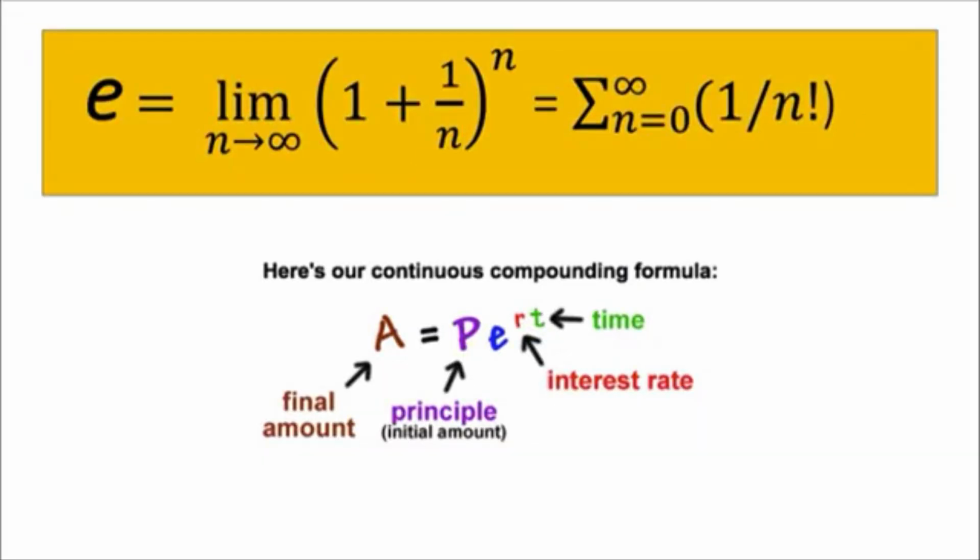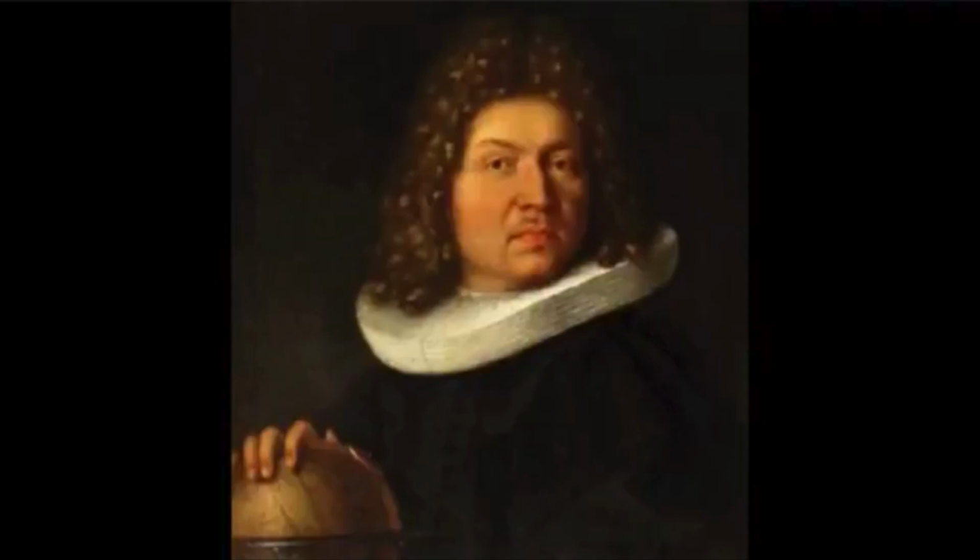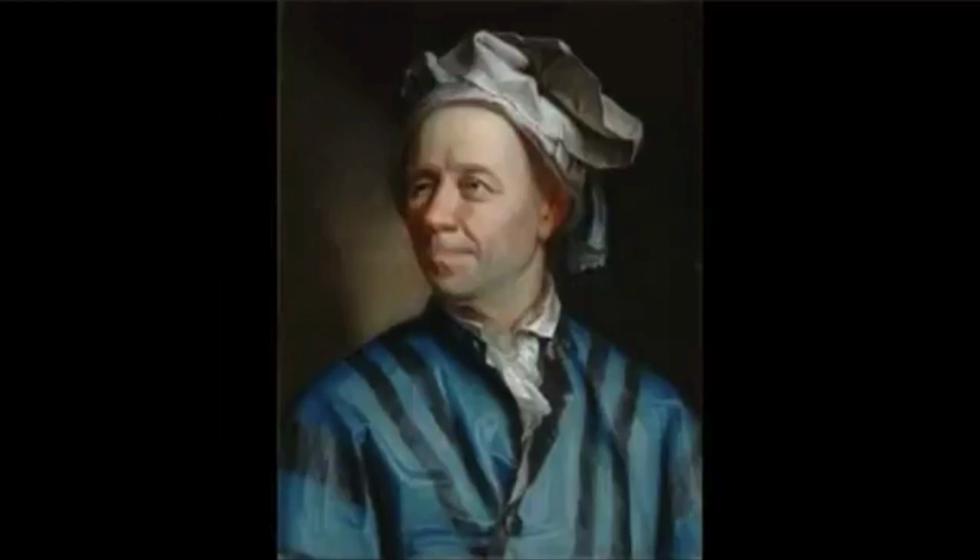It is an expression that arises in the study of compound interest, and it can be calculated as the sum of an infinite series, which we are going to derive today. This constant was discovered by the Swiss mathematician Jacob Bernoulli while studying compound interest in 1683. In 1731, Leonhard Euler introduced the letter e as the base for natural logarithms.